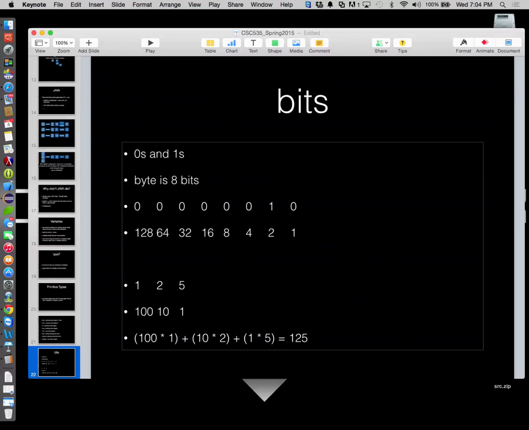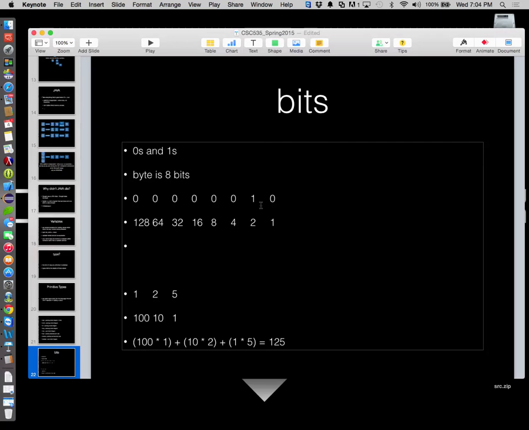See how the math worked out? Similarly, up here, this is 0 times 128 plus 0 times 64 plus 0 times 32 plus 0 times 16 plus 0 times 8 plus 0 times 4 plus 1 times 2, which is a 2, plus 0 times 1. So this is the binary representation of the decimal number 2.